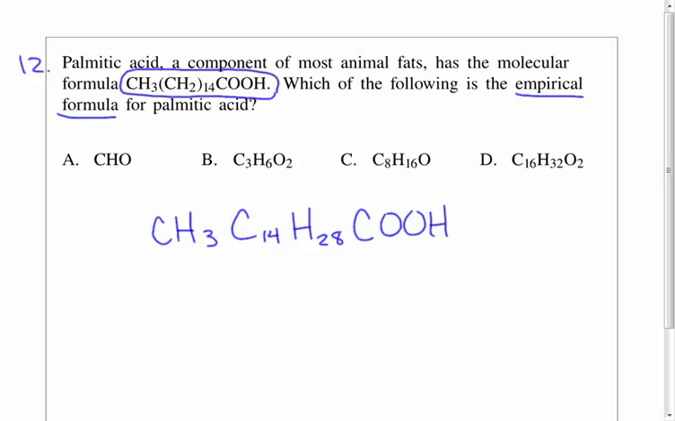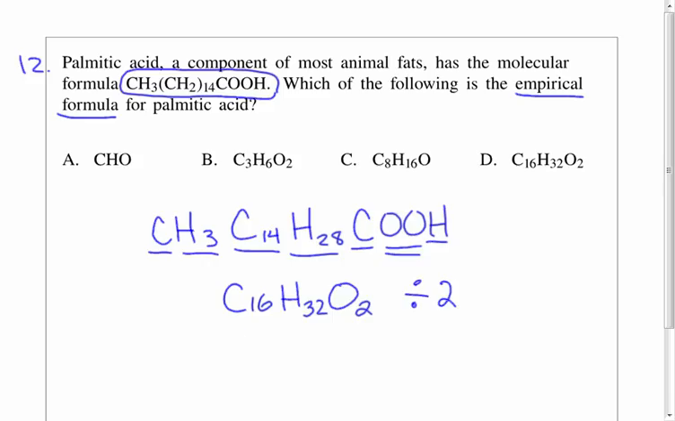So then we just need to combine it all together. When we count up our carbons, we have 1, 2, and 14. So that's a total of 16. For your hydrogens, we have 28, plus 3 gets us 31, plus 1 more gets us 32. And then oxygen, we have the 2. So we just need to reduce that. What number divides into all of those subscripts? We could divide them all by 2. So we're left with 8, 16, and 1.